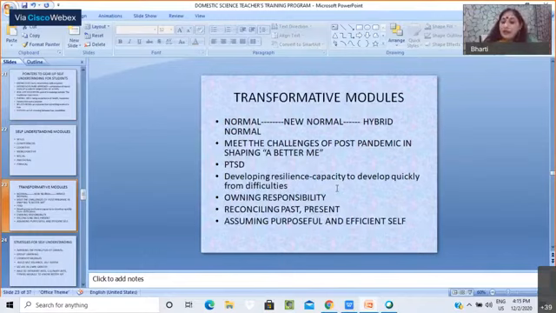We don't know, post-pandemic, how this volcano would burst out when we interact with our children and our students. So, meeting the challenges of post-pandemic in shaping a better me. Then post-traumatic stress disorders, developing resilience. Resilience means the capacity to recover quickly from difficulties. We all have developed that resilient behavior. All the teachers, Corona warriors, quickly embraced the new norm and technology, and the same holds true for our students as well. So owning responsibility, as I told you, is very important. Reconcile the past, making peace with the past and present, and assuming a purposeful and efficient self.